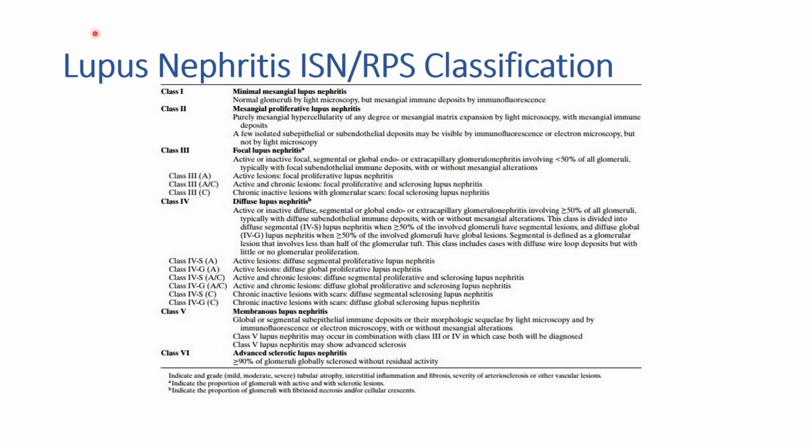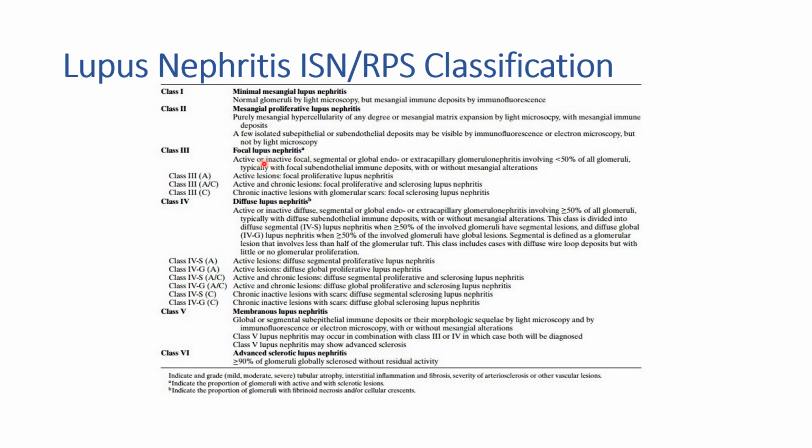At first class, there is minimal mesangial lupus nephritis. In this case, the glomeruli by light microscopy are normal, but you can find deposits by immunofluorescence. Then class 2, more mesangial proliferation. This is called mesangial proliferative lupus nephritis. Then class 3, you will have focal lupus nephritis, and class 4, you will have diffuse lupus nephritis.